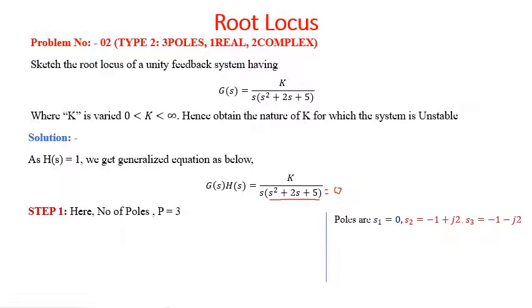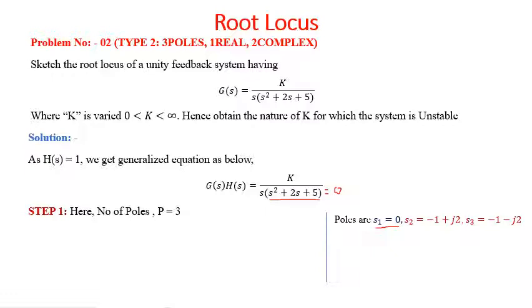So which are the poles? First one, s1 equal to 0. So one pole is at origin, and the roots of this quadratic equation are -1 plus or minus j2. So one root is -1 plus j2, another one is -1 minus j2.